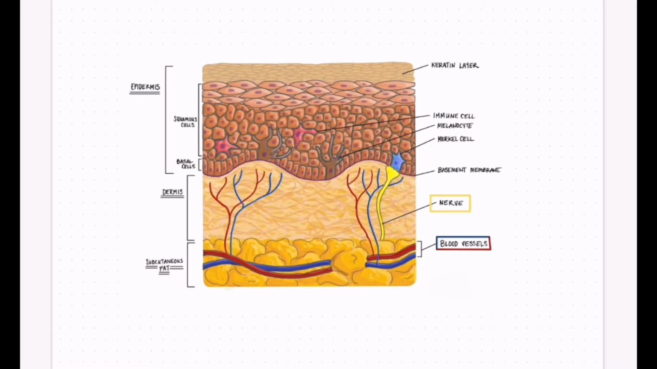Also, here we can see the main arteries and veins which are supplying the skin. They are actually supplying the hypodermis and the dermis. And then the small capillaries, as you can see, they branch off and supply all the way to the base of the epidermis. There are also many sensory nerve endings which are responsible for sensation.